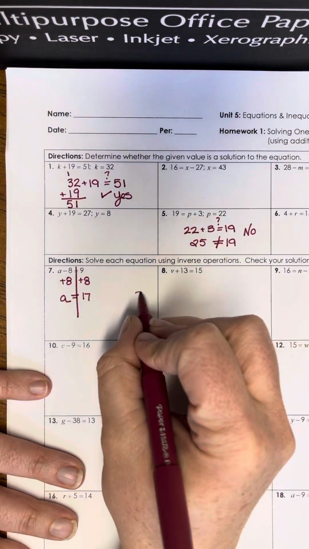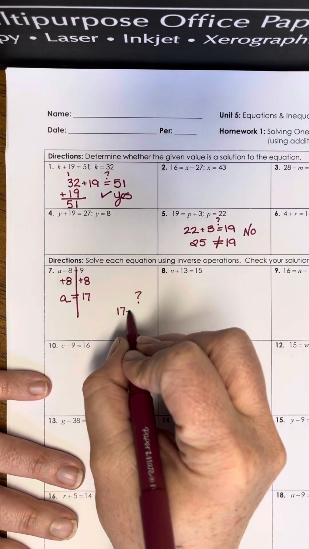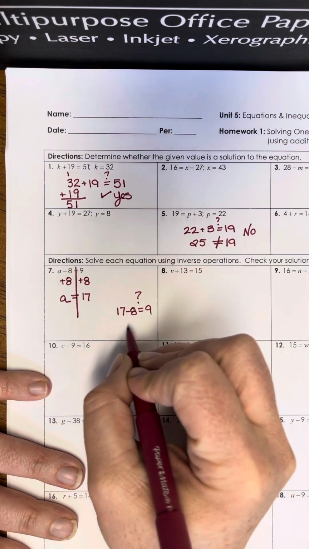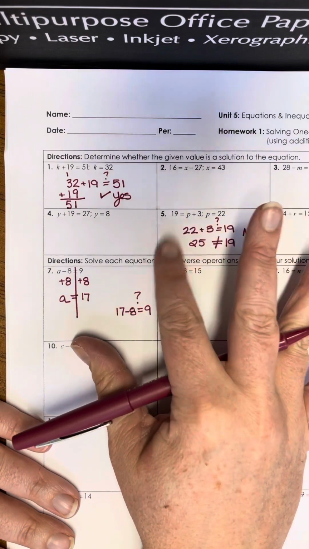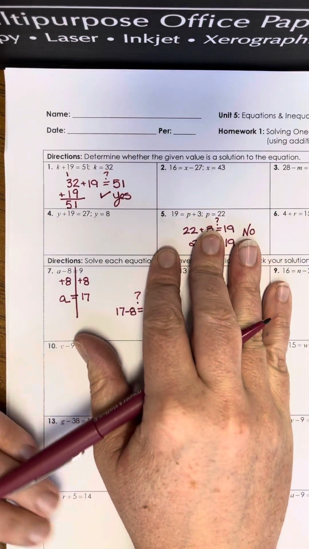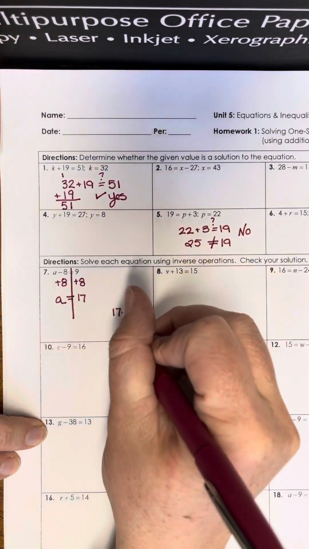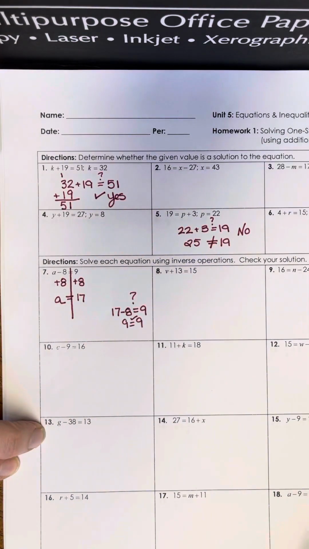Now we go over here and we find out if it works. So if we do 17 minus 8, do we get 9? Well, we can just use our fingers on this one, 16, 15, 14, 13, 12, 11, 10, 9. That one does work, so 9 is equal to 9. So my answer is correct.